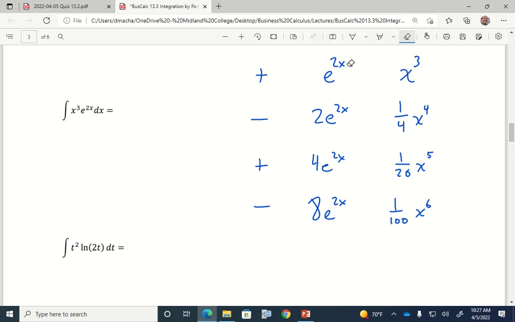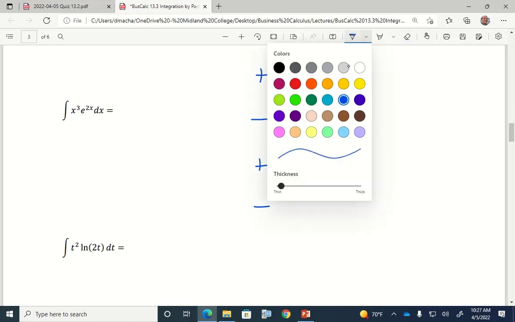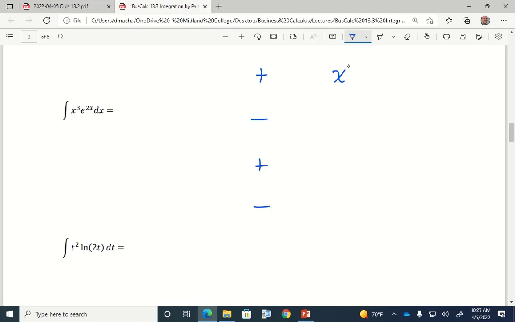So the correct way to solve this is to make my first part x cubed and my second part e to the 2x. So let me repeat, my first part has to be x cubed and my second part has to be e to the 2x. Now when I take derivatives of x cubed, you can start writing in your notes because this is going to be the right solution.